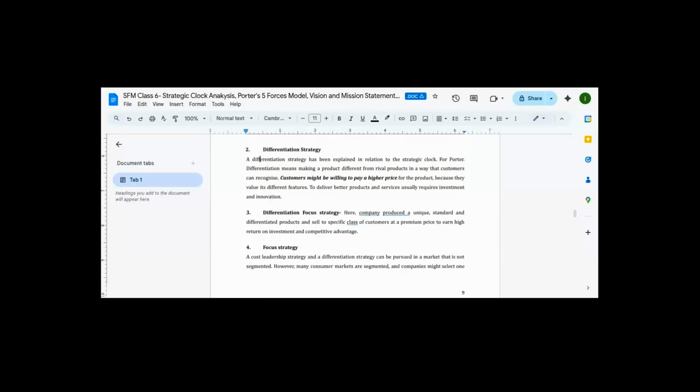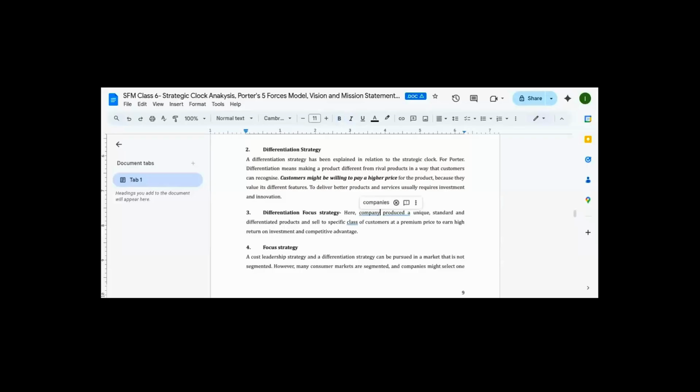Differentiation strategy is still the same differentiation strategy that we have discussed. So he advised here, because this is where Bowman borrowed the knowledge for his own concept. A differentiation strategy has been explained in relation to the strategic clock. So for Porter, differentiation means making a product different from rival products in a way that the customers can recognize it, and the customers might be willing to pay a higher price. That higher price is what I call premium price. So the third strategy is differentiation focused strategy.